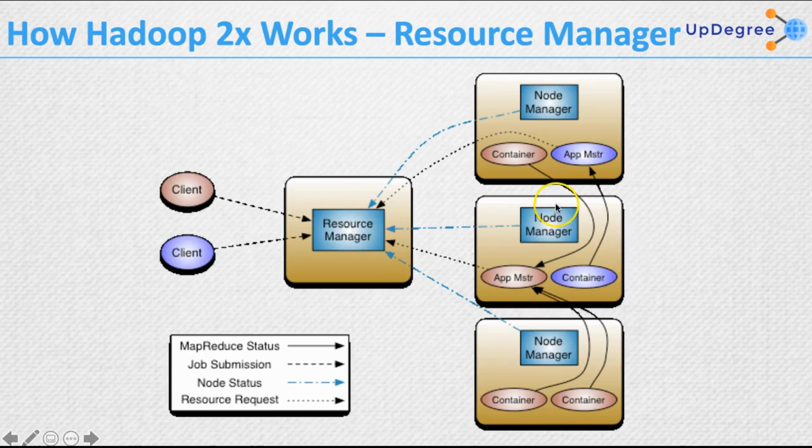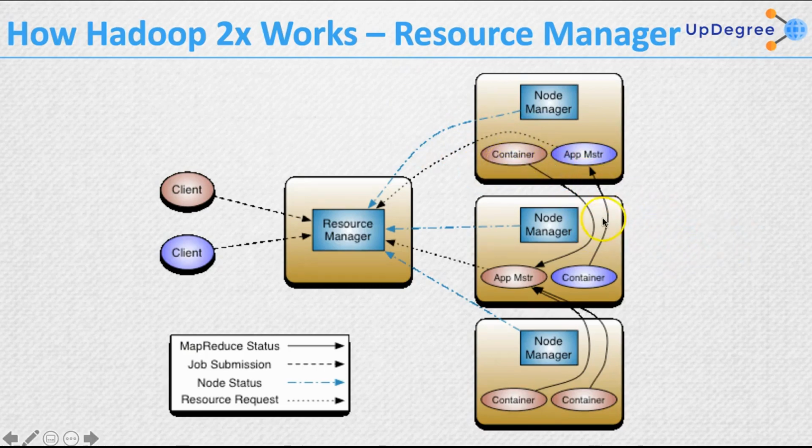But if you see the middle one, node manager 2, we do not have any container, which means that there is no data that has to be processed for that application on this particular data node. Once the container finishes the application, it reports the application status to its application master.